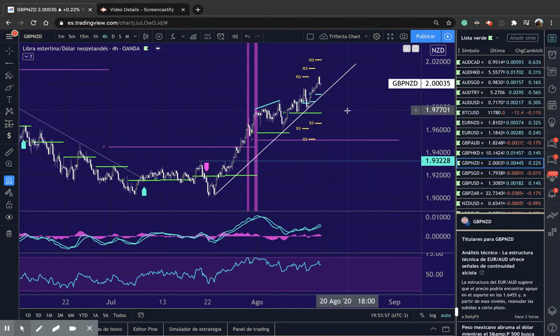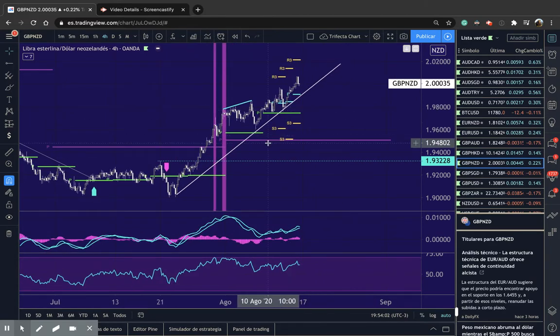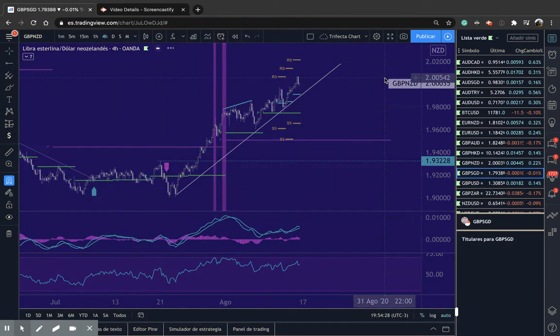Here we have the pound against the New Zealand dollar, and we are seeing a really nice upwards movement, but we already have a MACD divergence. So we are starting to watch this, because if we get a break of this trend line, we are going to jump in the short direction, and we are going to target this weekly pivot. Okay, so we have to be looking at this financial instrument.